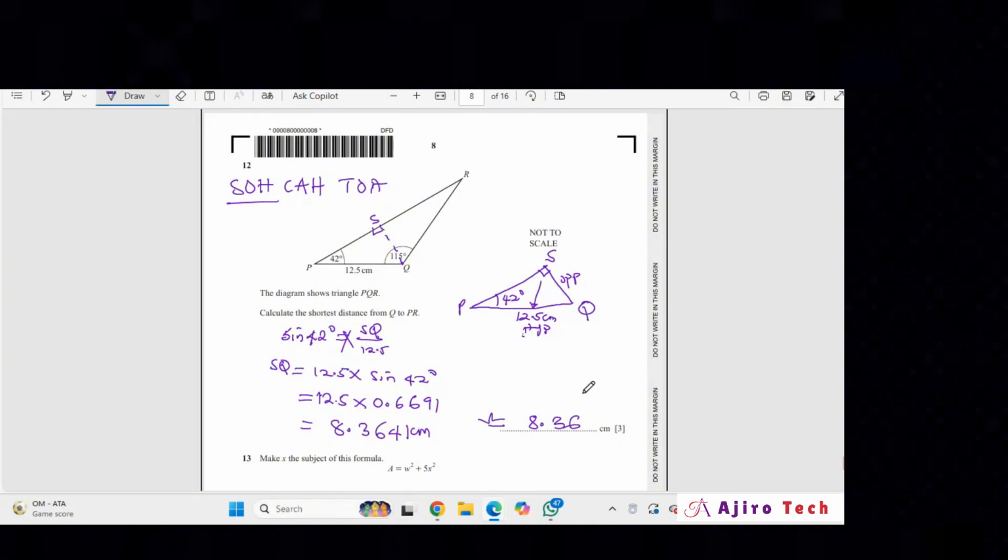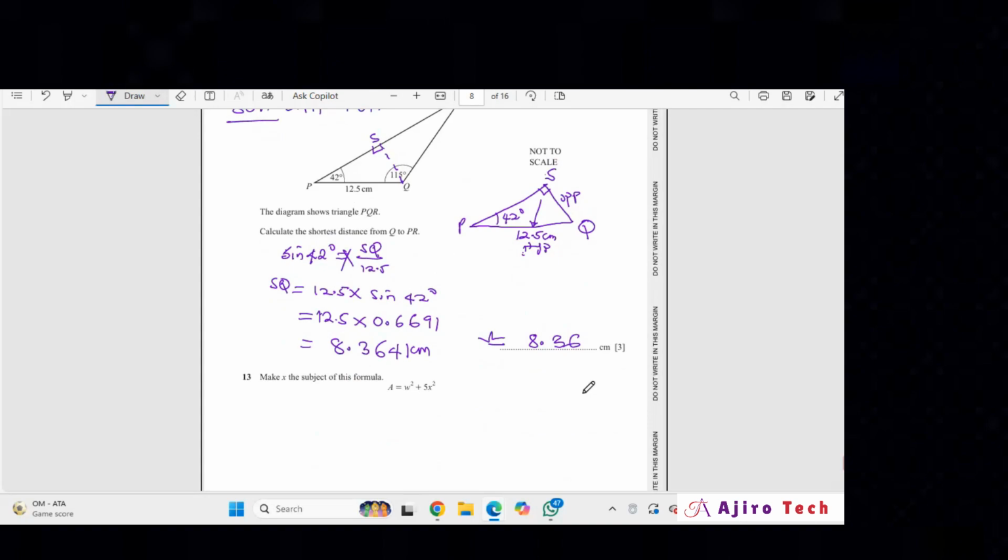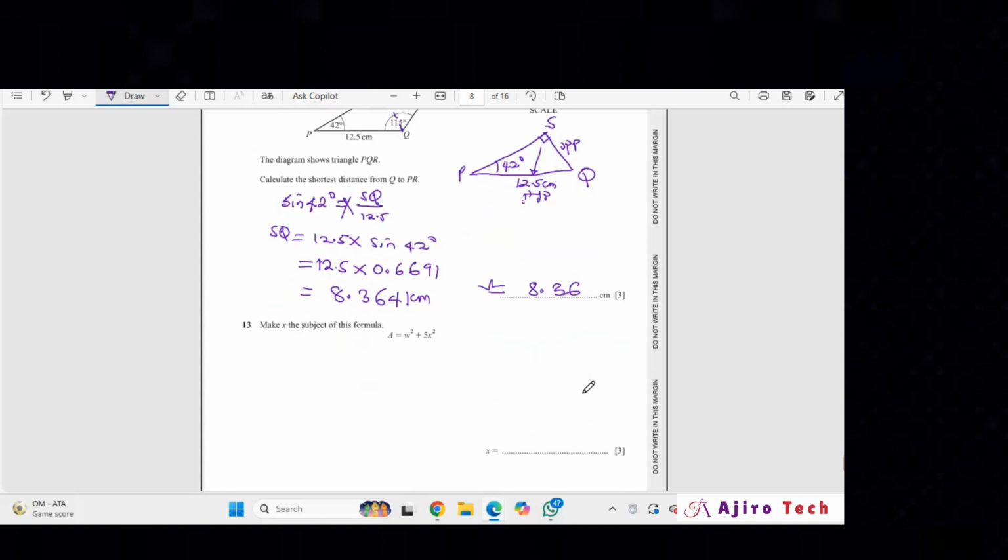Please, do you have any question for me? So this is how you use this. Depending on the triangle you are using, that's what we have.